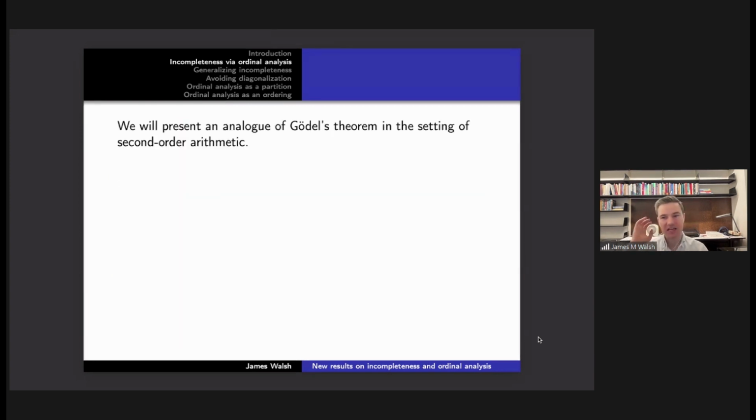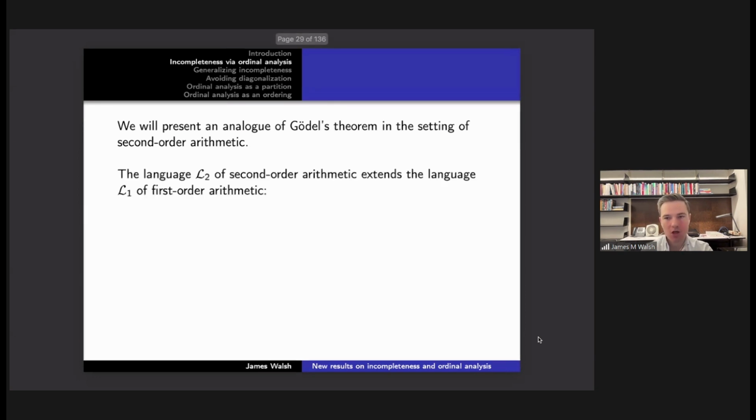So we're going to present an analog of that theorem. Gödel's theorem stated it in that way, in the setting of second order arithmetic. So let me say a little bit about what the setting of second order arithmetic is. First we have to describe the language. The language L2 of second order arithmetic is an extension of the language of first order arithmetic.